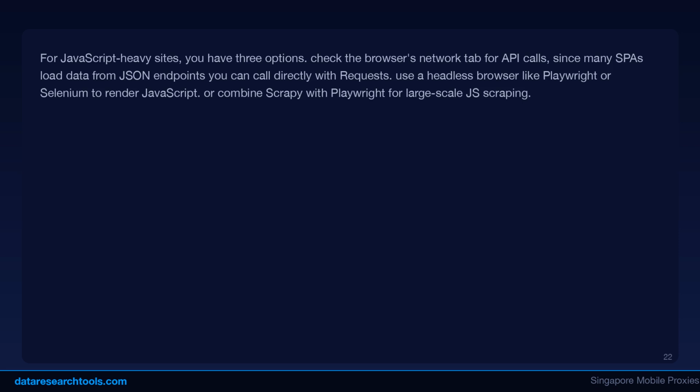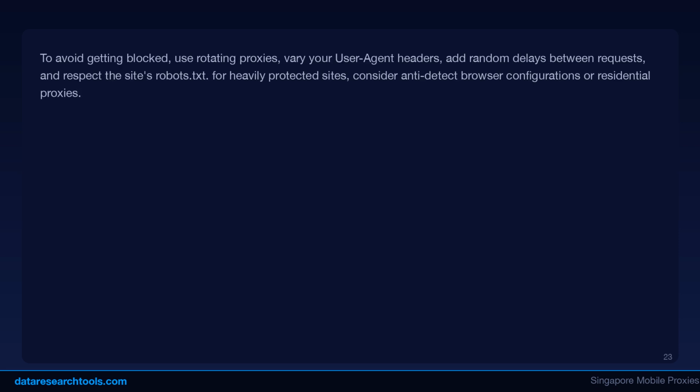For JavaScript-heavy sites, you have three options. Check the browser's network tab for API calls, since many SPAs load data from JSON endpoints you can call directly with requests. Use a headless browser like Playwright or Selenium to render JavaScript. Or combine Scrapy with Playwright for large-scale JS scraping.